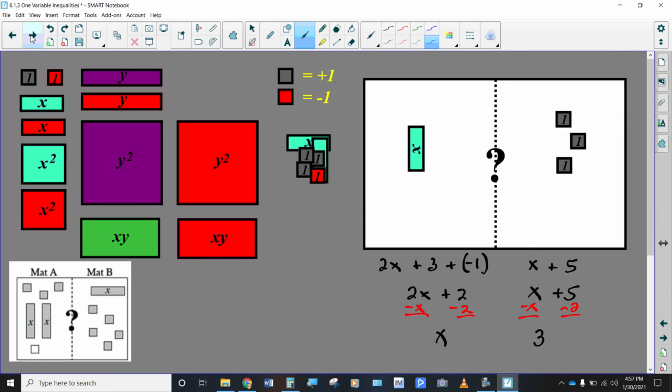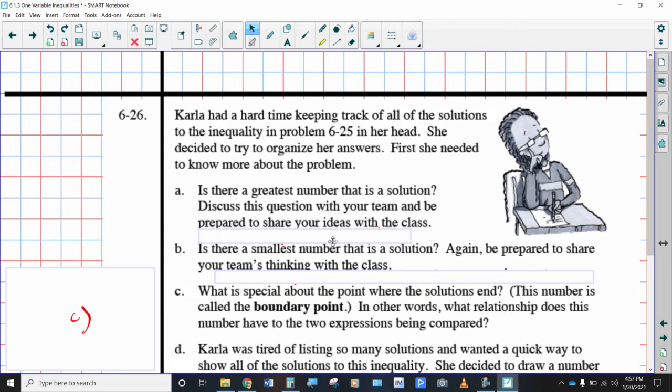And I think the answer to that is, since it goes to infinity, then no. There really isn't a greatest solution. It just keeps going on and on and on forever. And then the next question is, is there a smallest number that is the solution? And this is the part that gets tricky, okay? So remember, the inequality is saying that x would be greater than 3.